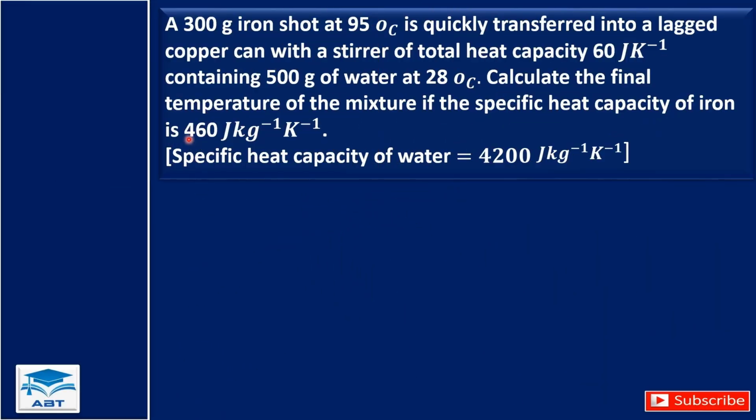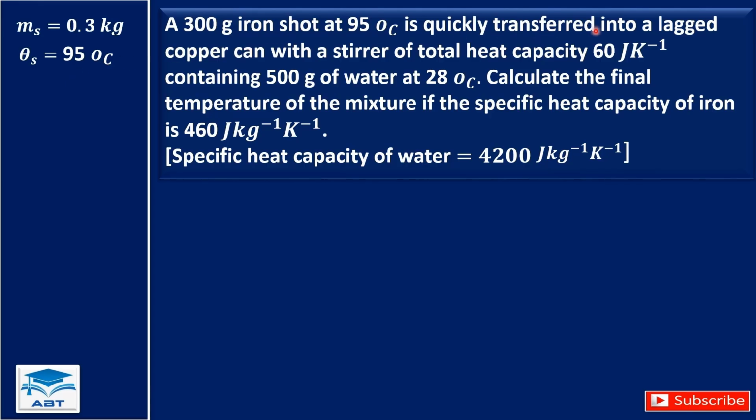And now let's solve this example. A 300-gram iron, meaning the mass of the solid is 300 grams, and we convert it to kilogram by dividing by 1000. So that is the mass of the solid. Shot at 95 degrees Celsius, that is the temperature of the solid. So theta S, representing the temperature of the solid, is 95 degrees Celsius.